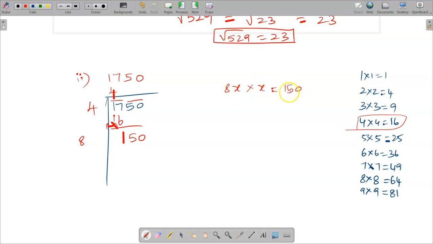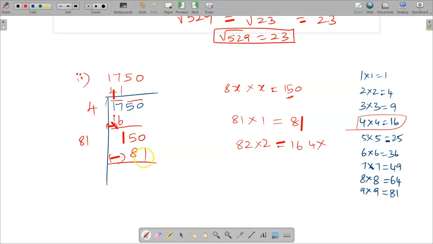Okay, so since it is 15, when I substitute x as 2, 8 twos are 16, which is a bigger number. So let me try with x as 1. So 81 into 1 is nothing but 81. For example, if you substitute x as 2, definitely you will get a bigger number like this, so you cannot use this. So 81 into 1 is nothing but 81.